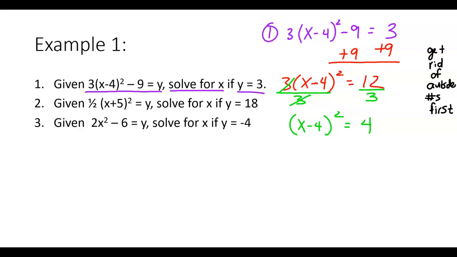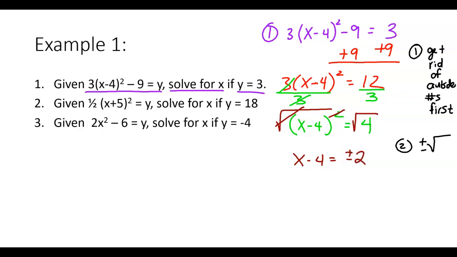So what's next? Well, the next thing we want to do is get rid of this second power here. And the way that we get rid of that second power is by square rooting both sides. And when you do that, you get a plus and a minus. Just keep that in mind. So let me show you what it looks like first, and I'll explain why it works out that way. So square root both sides. This cancels this. The square root of 4 is 2. And you get a plus and a minus.